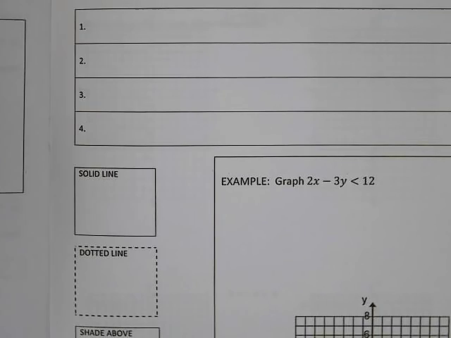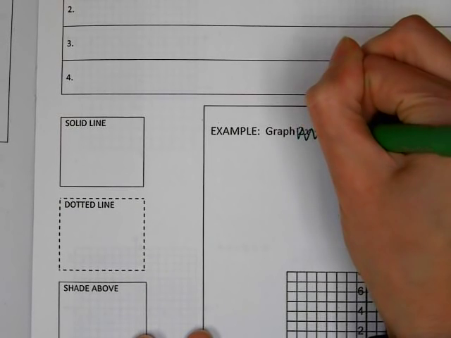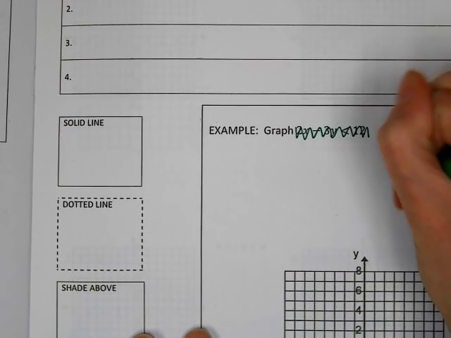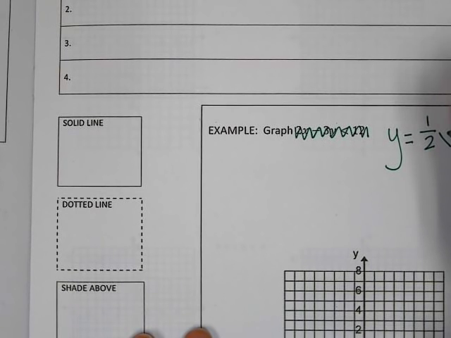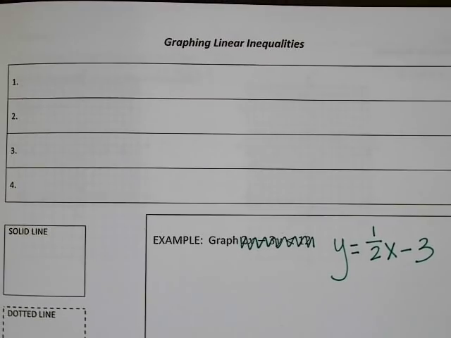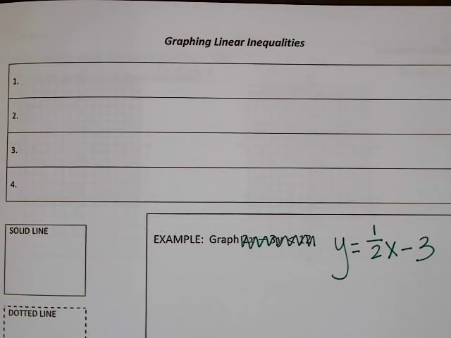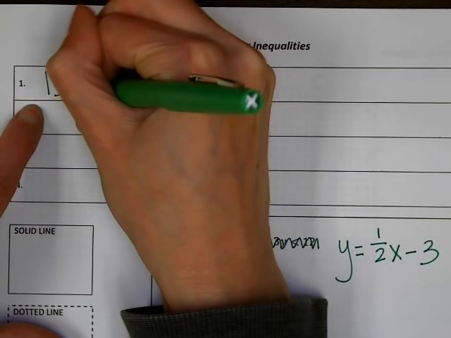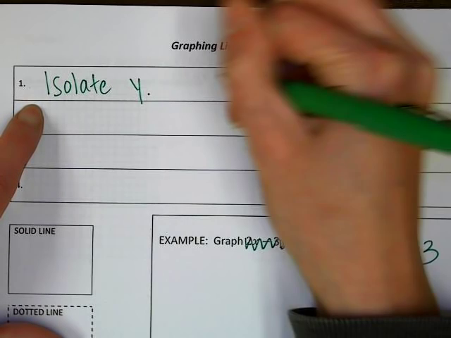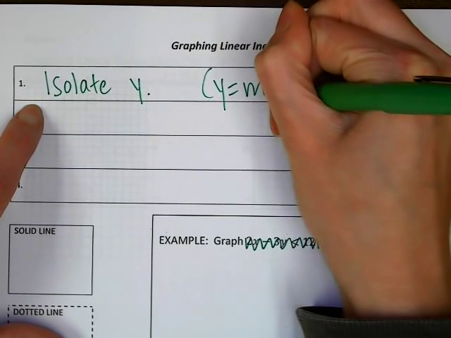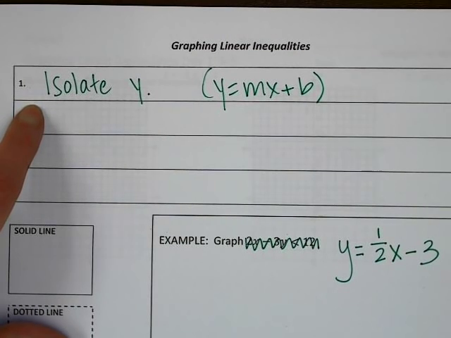All right, now let's talk about graphing these. When you graph, and first of all, cross this one off. This is way too hard for the first day. Let's make it y equals 1/2 x minus 3. So please change that right away. Now, how do we actually graph these on like a coordinate plane? So step 1, you always need to isolate the y first, meaning get it in y equals mx plus b form, because that's the easiest way to graph a line.